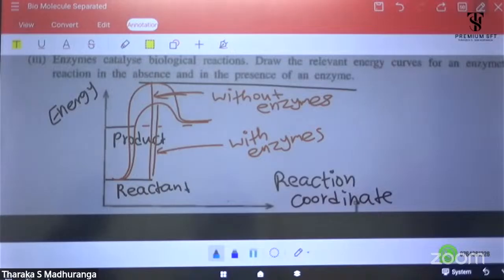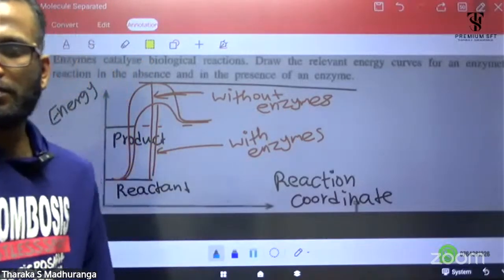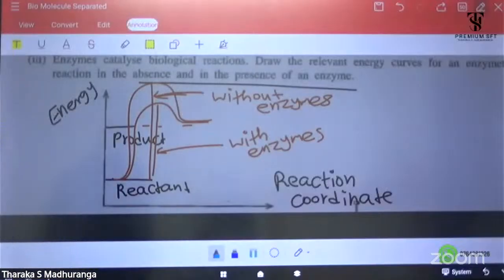I told you enzymes are biochemical catalysts. Then what are they doing? They decrease the activation energy of biochemical reactions, not biomolecule reactions, biochemical reactions.